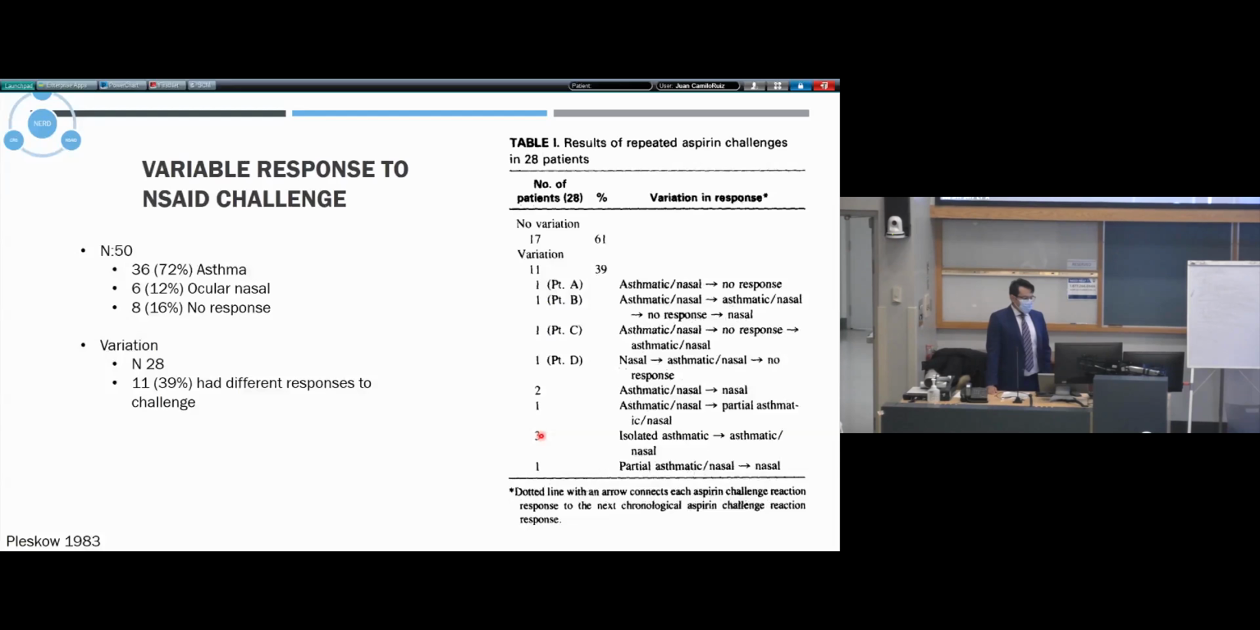Now, what's interesting is that there seems to be a variable response to challenges. This is a study that looked at 50 patients with NERD, and in 28 of those patients, they did repeated challenges. And what's interesting is that they found that upon repeating the challenges, they don't always get the same response. Sometimes they get an asthmatic nasal response, but then several months after, they'll repeat it and they have no changes. This is termed a silent desensitization. So there's obviously a lot of factors at play in here, but usually the NSAID challenge is the gold standard for diagnosis.